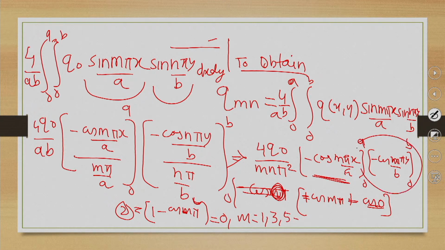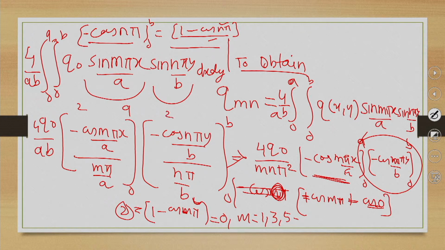Similarly here, cos n pi, 0 to B, minus of that. Basically 1 minus cos n pi, you can put like that. If you put 1, it becomes 2. So ultimately 2 from this, 2 from this, so 16 Q naught over m n pi square, and that is valid for m equal to 1, 3 and so on, and n equal to 1, 3 and so on.